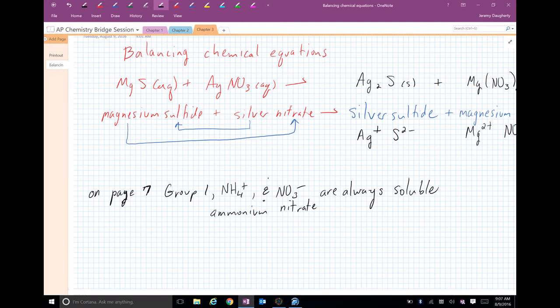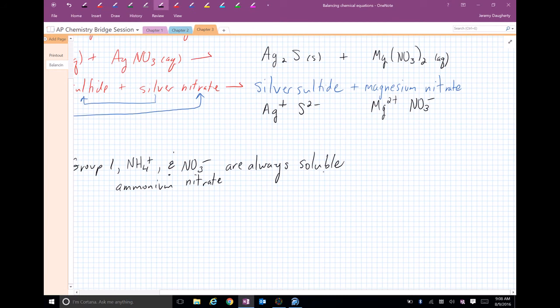Okay, so anytime you see a compound that has a group 1 ion, an ammonium ion, or a nitrate ion, it's always going to be soluble. In other words, it's always going to be aqueous. So if you need to jot that down, what soluble means, go ahead and do that too. So when it's dissolved in water, it's always going to be aqueous.